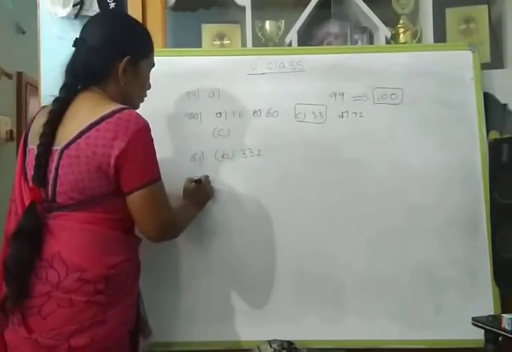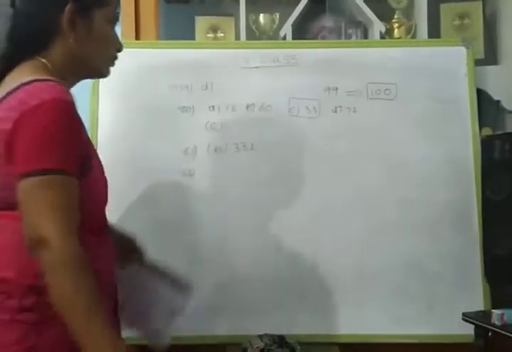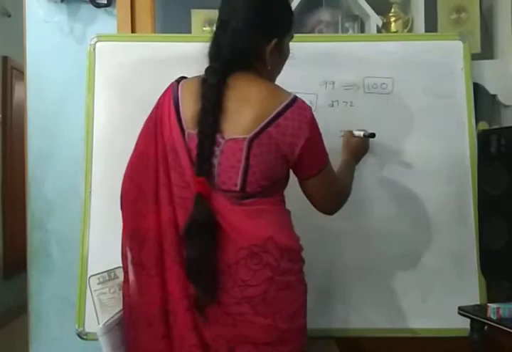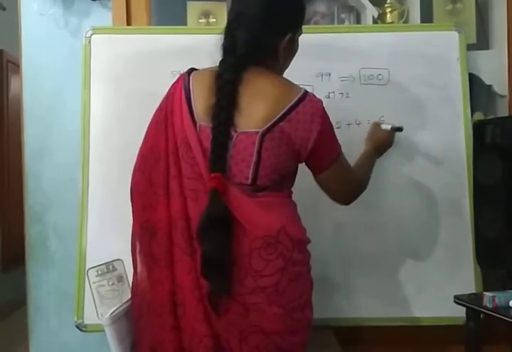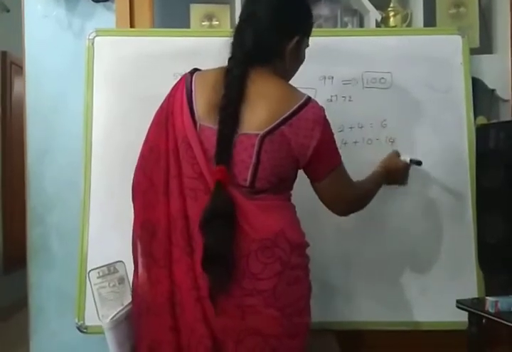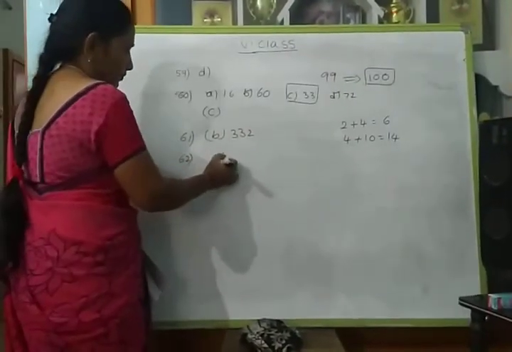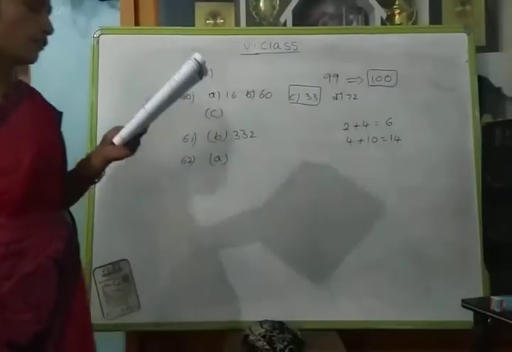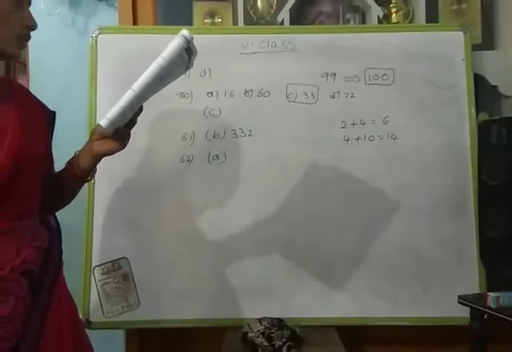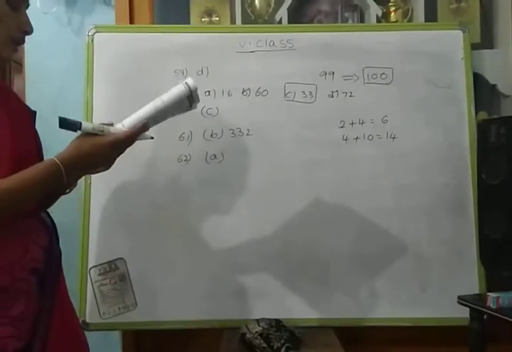Next, 62. The sum of two even numbers is. If you take any two even numbers, 2 plus 4, how much? 6. 4 plus 10, how much? 14. We are getting an even number, but they have given 0. So it is wrong. The sum of two even numbers is 0: wrong. The sum of two even numbers is always an even number. So the remaining 3 are correct.